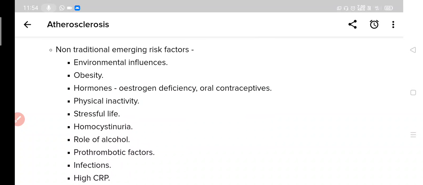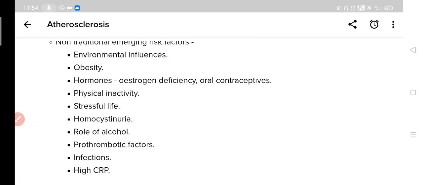Now the second major class, non-traditional emerging risk factors. They are environmental influences, obesity, hormones, physical inactivity, stressful life, homocystinuria, role of alcohol, prothrombotic factors, infections, and high CRP. So this is it for today's lecture. We will study these risk factors in detail in the next lecture.